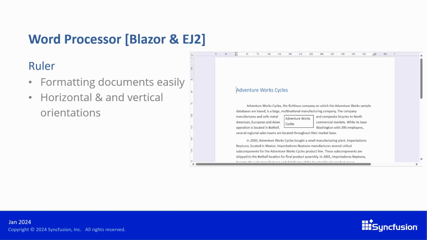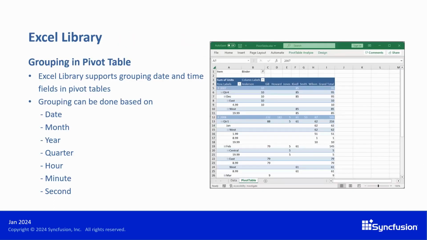The next update is in the word processor component. We have provided ruler support in the word processor. This will make the formatting easier and create professional looking results. Next, in the Excel library, we have provided support for grouping date and time fields in pivot table. Now you can group pivot data based on date, year, month, quarter, hour, minute, and second.